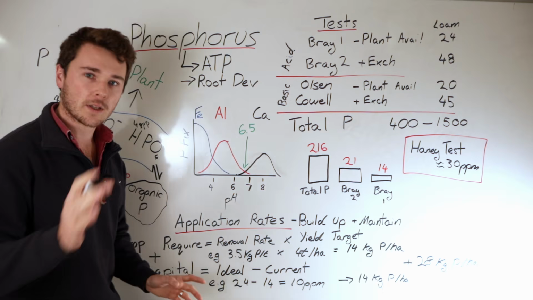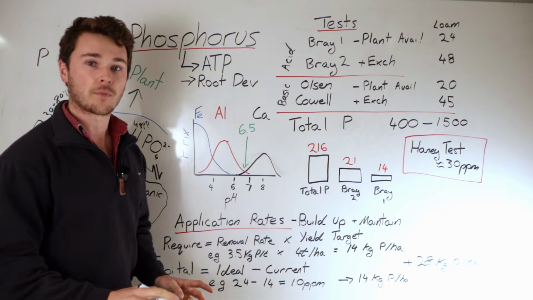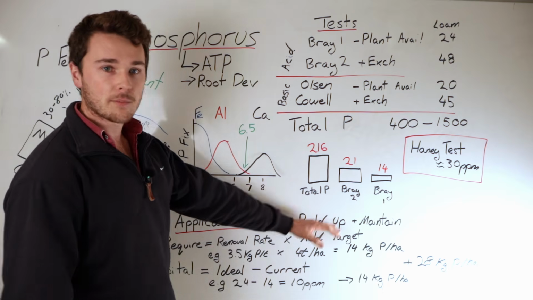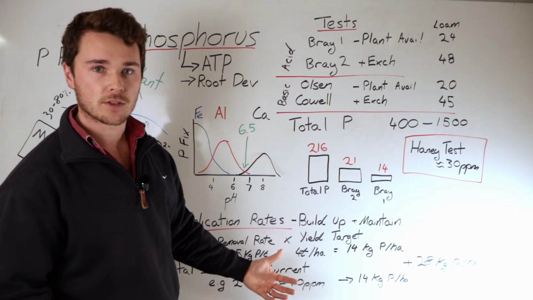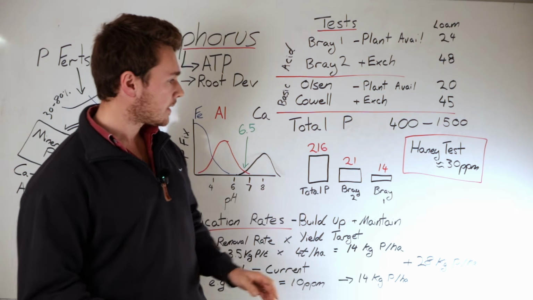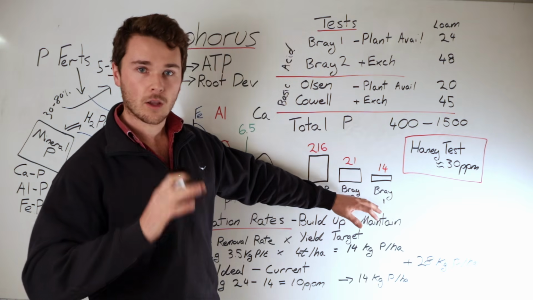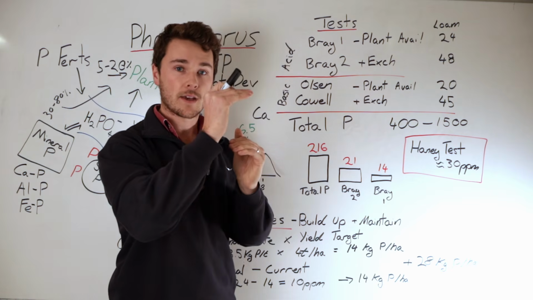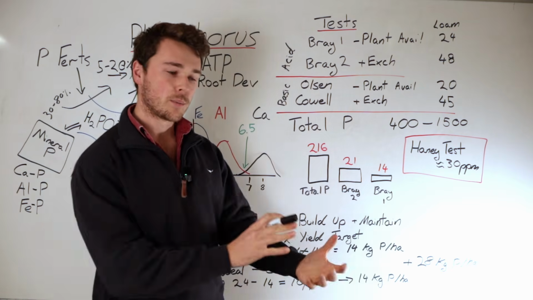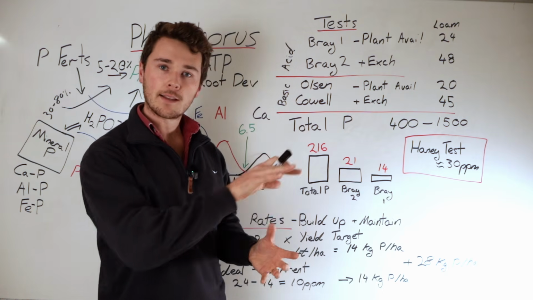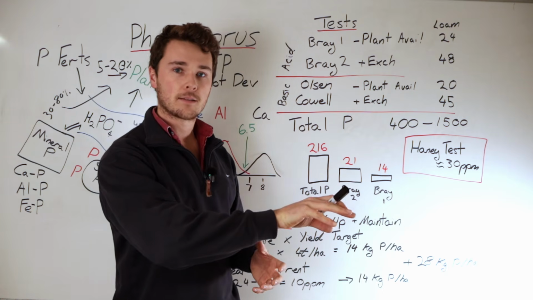So typically, to work out your application rates for phosphorus, we use a build up and maintain calculation or strategy. So that is, if our phosphorus is low, we want to build it up to that critical value and then maintain it. And so every time you move product off your farm, you're taking the minerals in that product away.